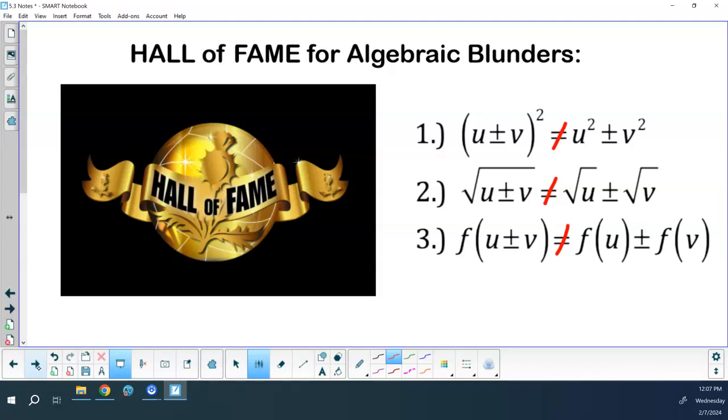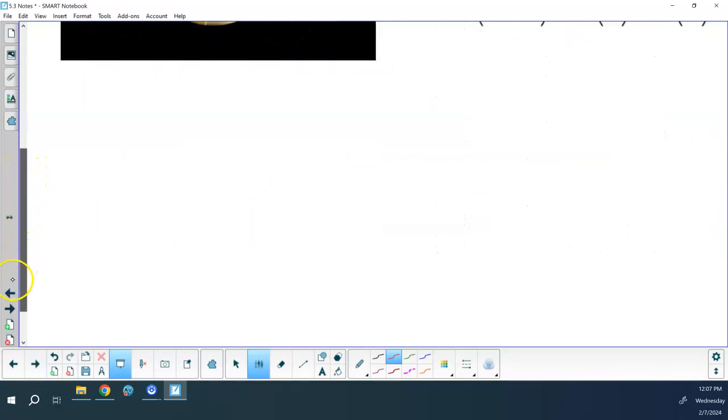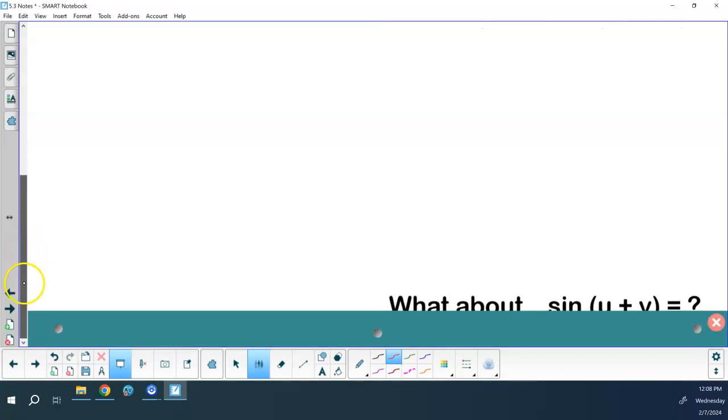Okay? The first one we see a lot. We see a lot. Lots of people forget that means u plus v times u plus v. And they just want to square u and they just want to square v. The square root one, like warm up number 2, that one not as much, okay? But we see it a lot in number 3 when we take the function and we want to evaluate the function at something, and then you try and split it up. Okay? The reason that we're talking about those algebraic blunders is because of this.